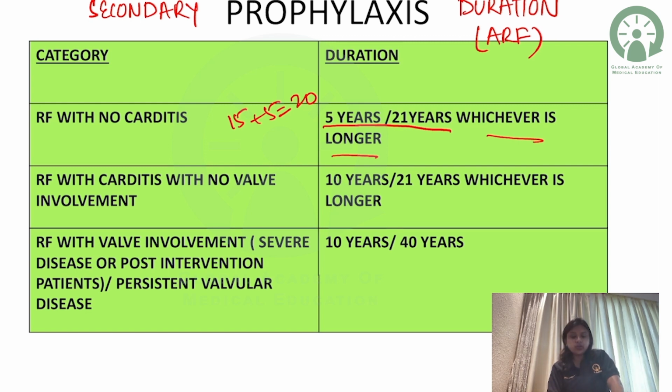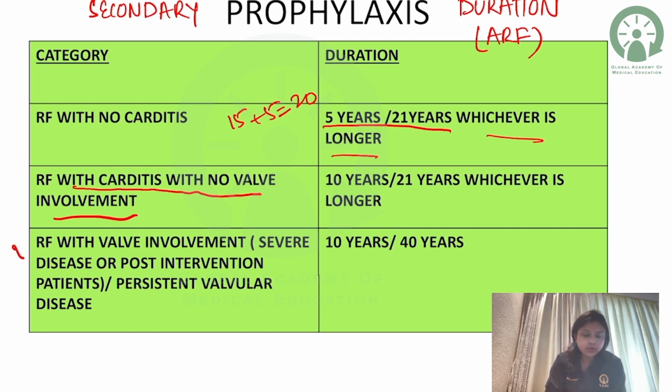Next is rheumatic fever with carditis with no valve involvement. So carditis is there, but endocardium involvement is not there. No valvular involvement is there. So it is 10 years or 21 years, whichever is longer. So the first one was 5 or 21, whichever is longer. Next is 10 or 21, whichever is longer.